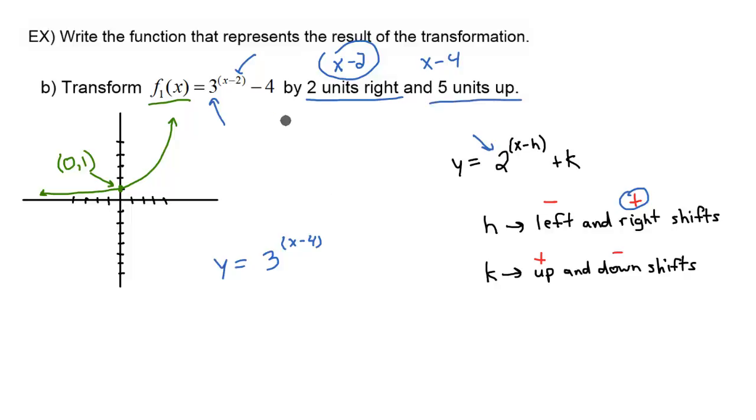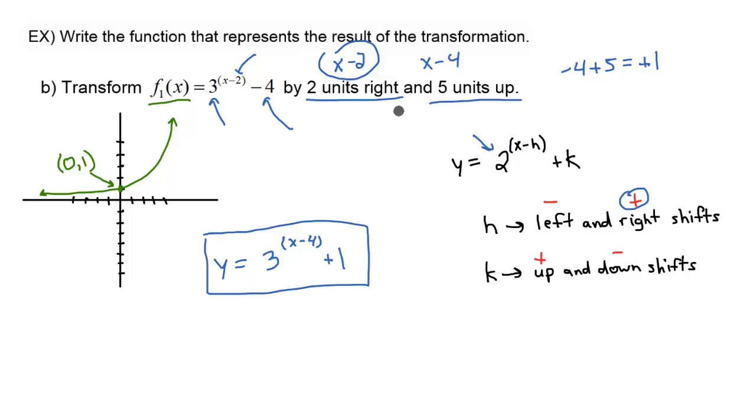Well, looking at this equation here, it looks like we went down 4 units. So we want to add 5 to this negative 4. So if we have negative 4 and we add 5 to it, we're left with a positive 1. So in my equation, I'm not going to say plus 5, I'm just going to say plus 1, because I have to make up for that minus 4 that was in f1 of x. Okay, so if I box this up, this is going to represent my new equation that takes into account this transformation.